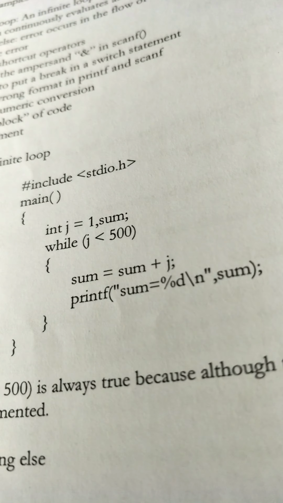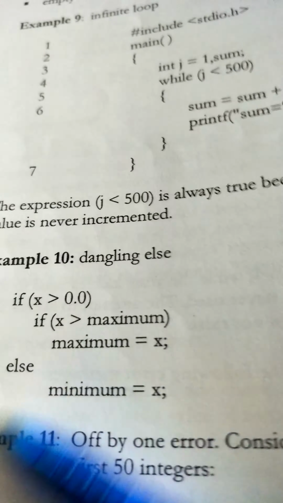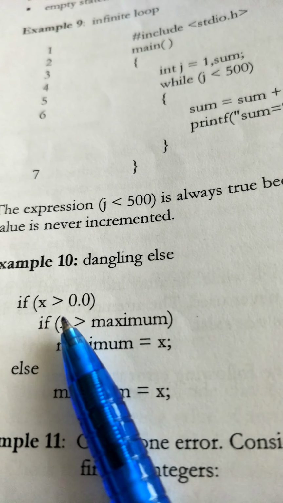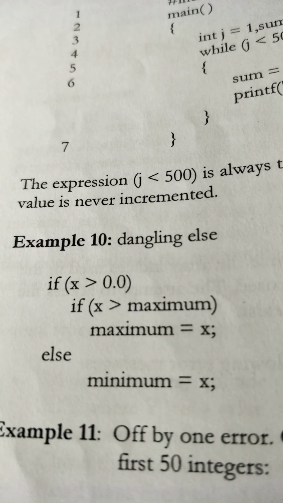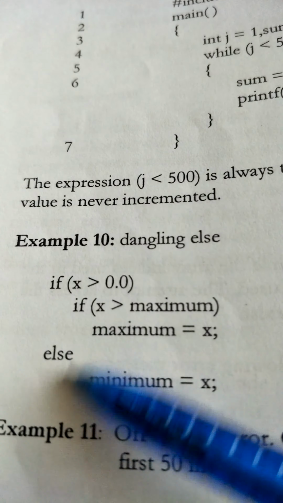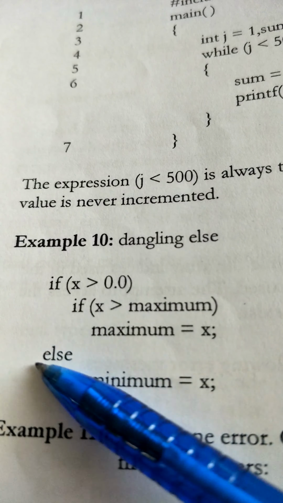This is another example, the dangling else. What is dangling else? If x greater than 0, if x greater than maximum, then maximum equals x, else maximum equals x, minimum equals x. So in this case, this else belongs to which if? If you're familiar with C, I think you're familiar already. Basically this else belongs to the nearest if.